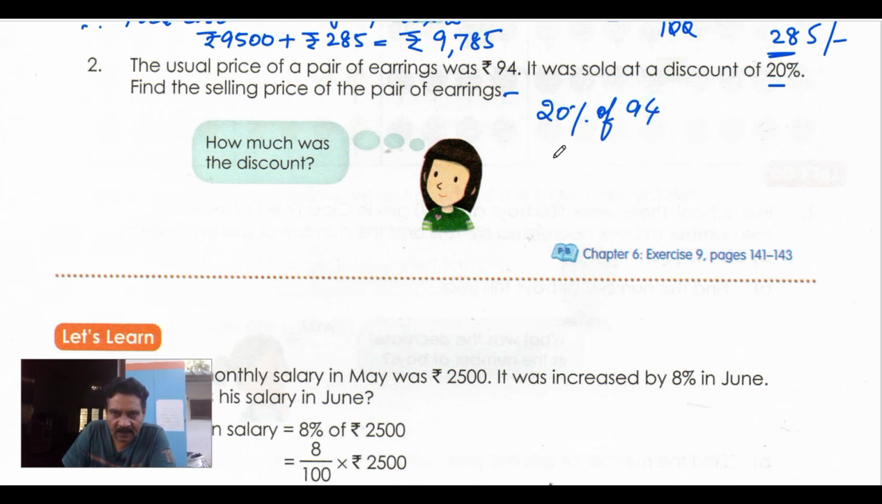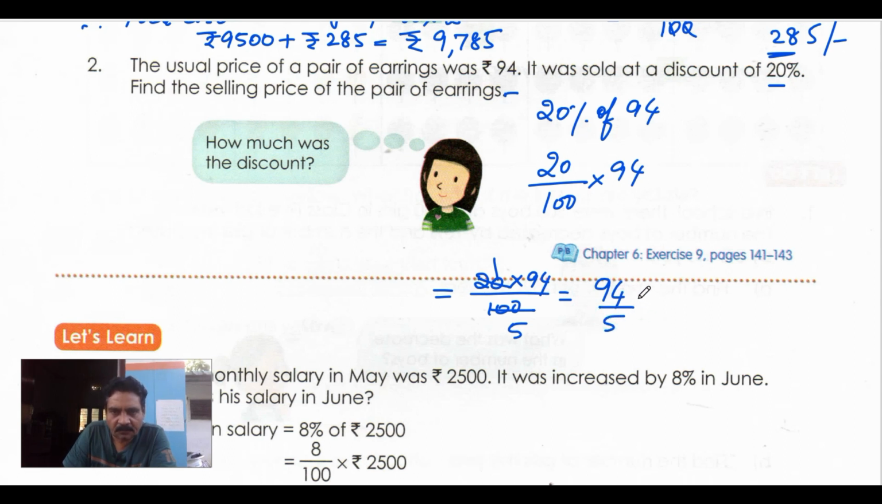So 20% of 94, that is 20 out of 100 of 94. Then what is going to be your next step? 20 into 94 by 100. 2 ones are 20, 2 fives are, right? That is 94 by 5. Now you have to divide and get the answer, because here the ones place is 4 and here the ones place is 5, so cancellation is not possible.